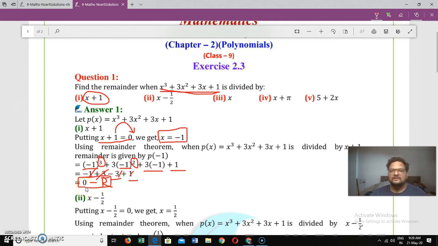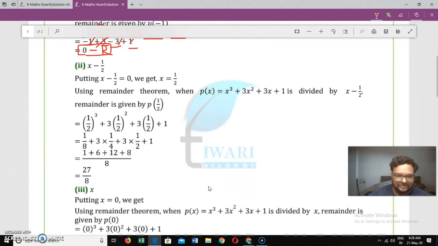Simply what we have done in the previous exercise, similarly we are going to do the same thing here in the remainder theorem, that whatever the divisor is given to you, bring that one equal to 0. From that you will find out the value of x. That value has to be kept in the given polynomial in order to get the remainder. Thank you. Next question, let's see it.